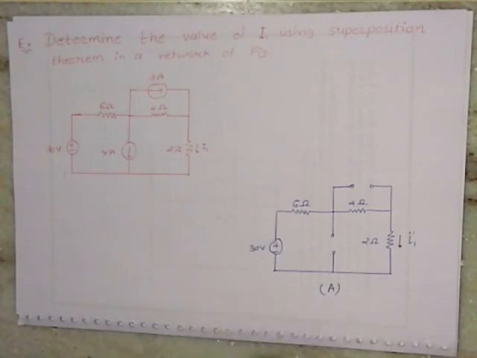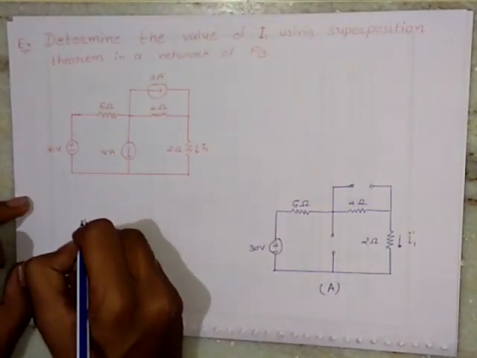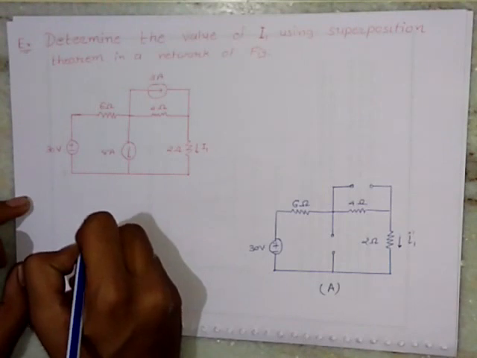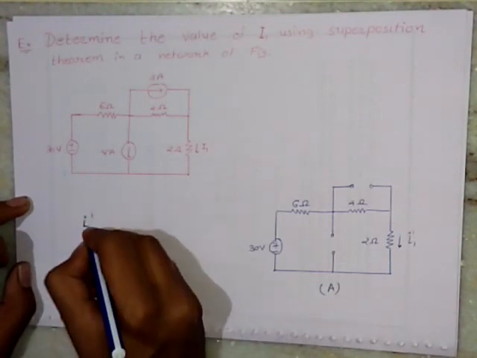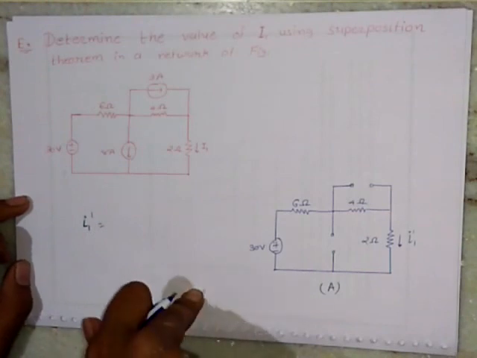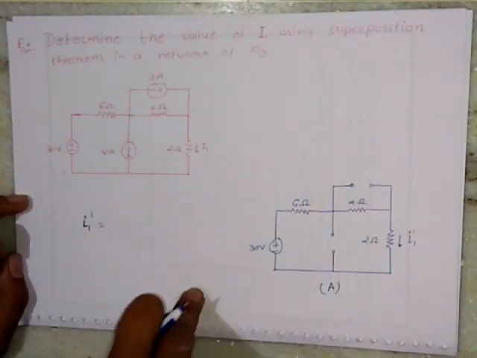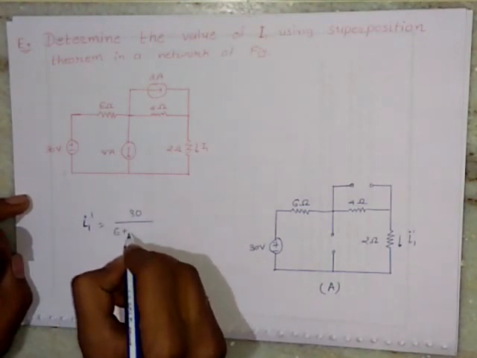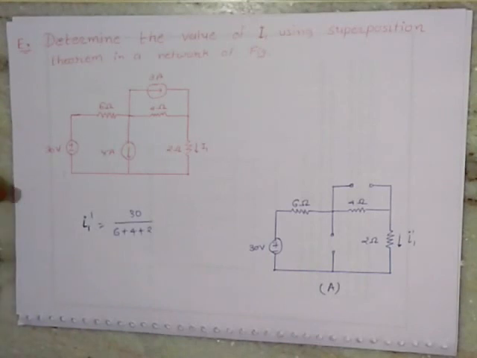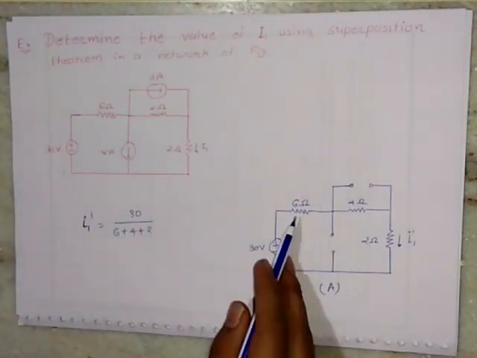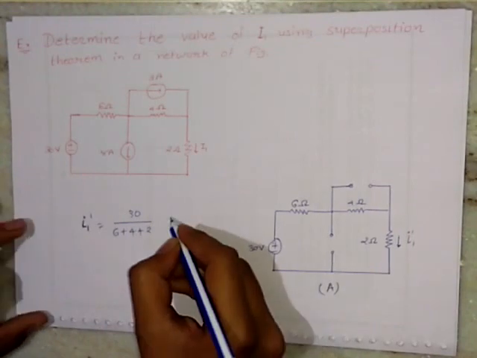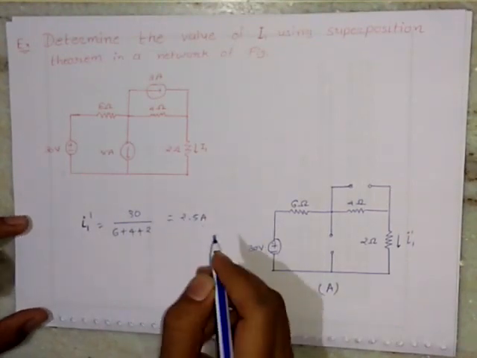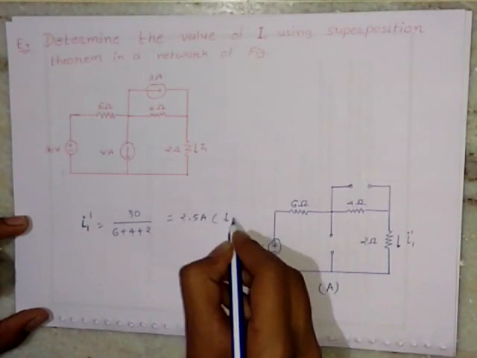Now, to find the current through the 2 ohm resistor, we can simply apply the equation I1 dash. What is I1 dash? I1 dash is the current flowing through the 2 ohm resistor, which will be equal to 30, that is the voltage, divided by 6 plus 4 plus 2, that is the resistances 6 ohm, 4 ohm and 2 ohm, so the current will be 2.5 ampere. Here the direction of current is shown in the downward direction.